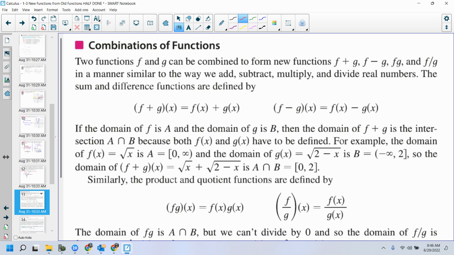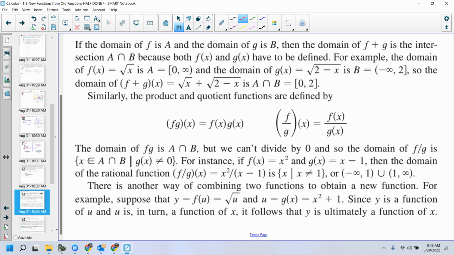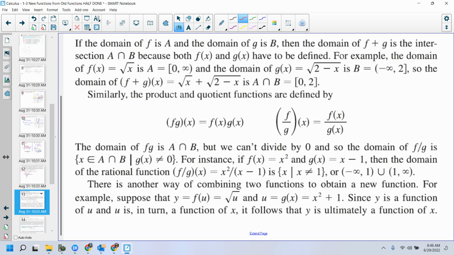The same thing is true for f times g and f minus g. However, it is not true for f divided by g. Why? Because we have to do something additional. We not only have to think about the domain of f and the domain of g, but we also have to think about when g is equal to 0, because g can never come out to be 0 when we do f divided by g. We can never divide by 0. So we have to exclude from the domain the values where g equals 0.